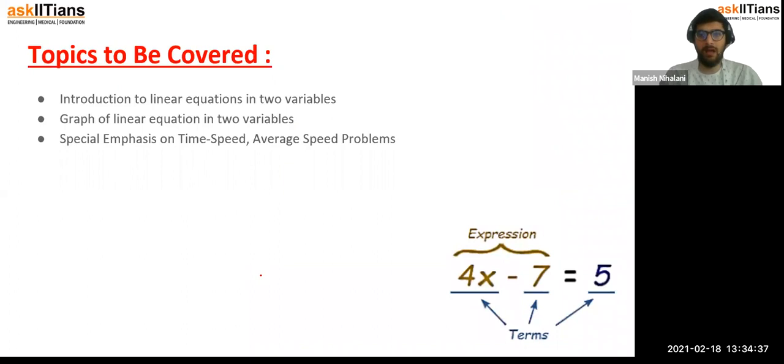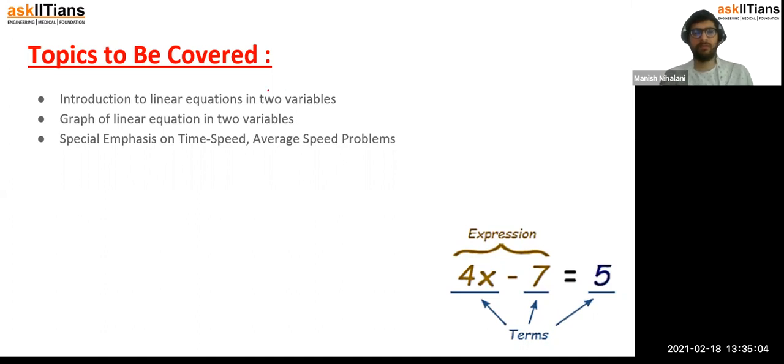In today's class we would be talking about linear equations in two variables, and we would be discussing how linear equations in two variables function. And we would also be seeing the graph of a linear equation in two variables. Then we would be talking about some problems on time, speed and average speed versus distance. So these are the things which we are going to cover in today's class.